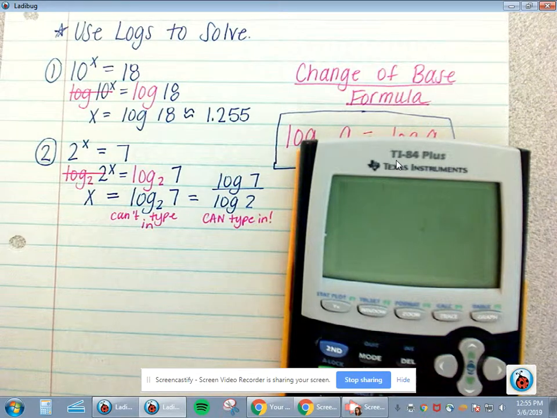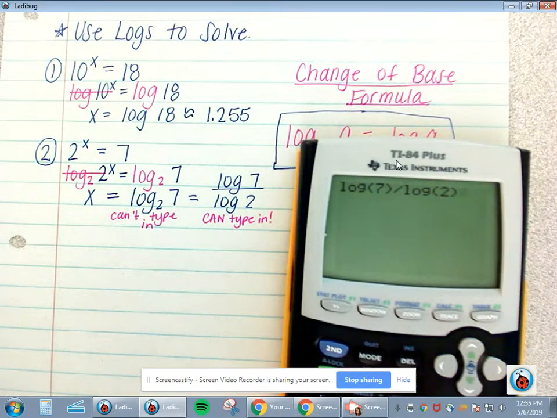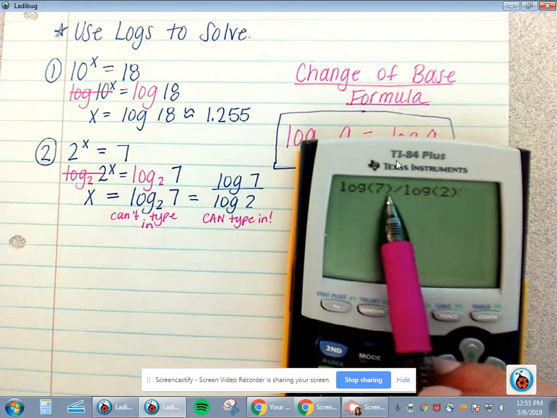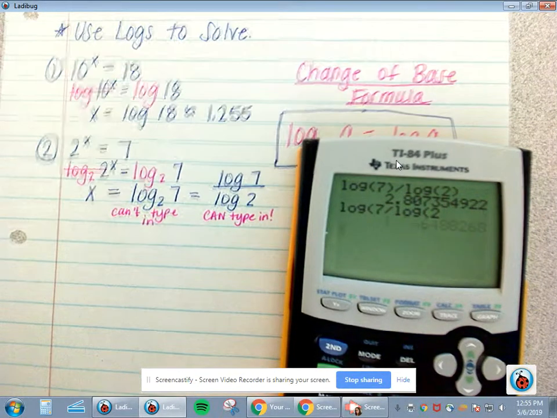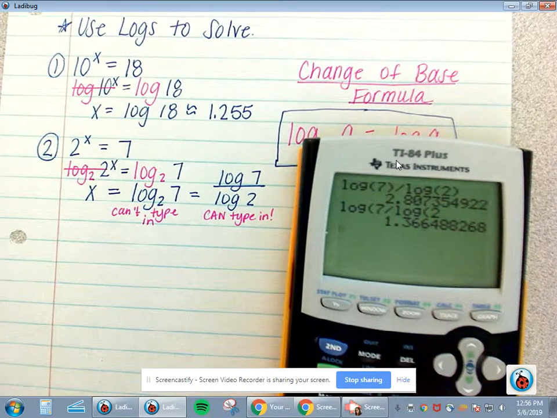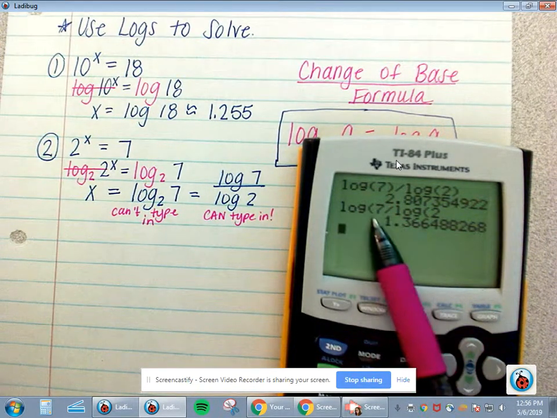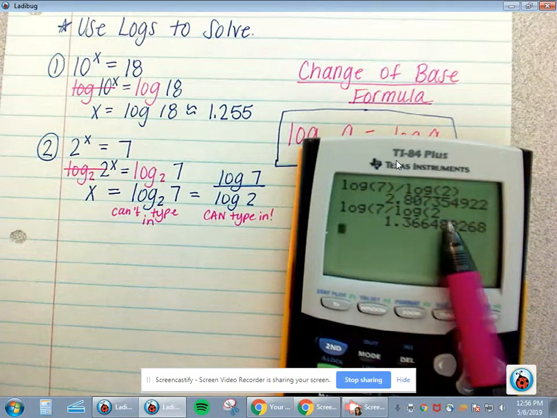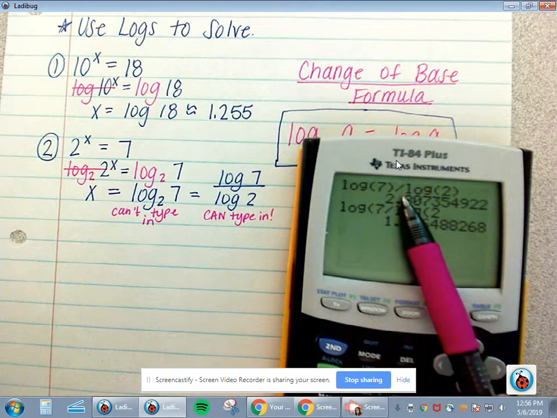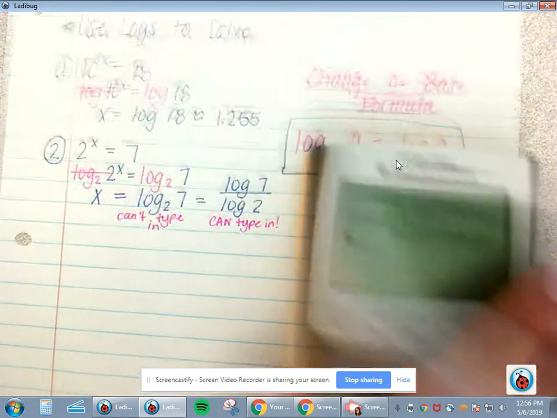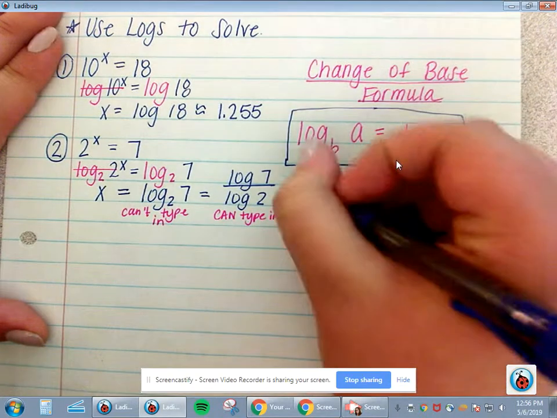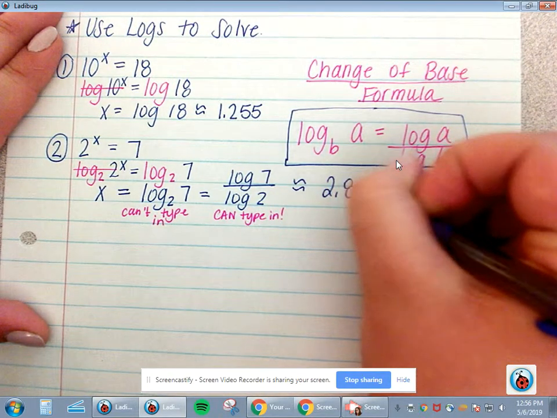Be careful. If you try to type it in all at once, just words of the wise, then be careful that you close out your parentheses here at the end of this log and here at the end of this log. Notice if I don't close my parentheses and I just start doing my divide by log 2, you get a totally different answer. So you have to be careful because here it was trying to do log of 7 divided by log 2, not log of 7 divided by log of 2. So we want the top answer, 2.807. So this is approximately 2.807.